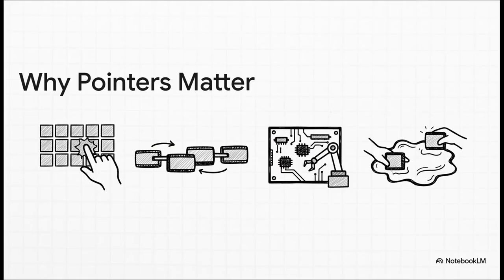Because this kind of low-level control is absolutely essential for anything that needs to be fast and efficient. We're talking operating systems, embedded systems in your car or your smart fridge, robotics, device drivers, basically anything that needs to talk directly to the hardware and squeeze out every last ounce of performance. It all runs on pointers.